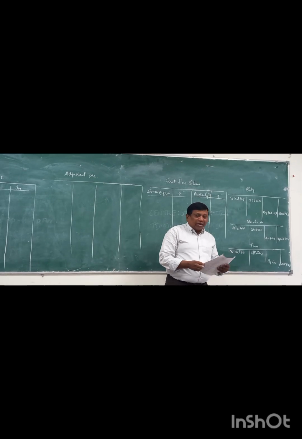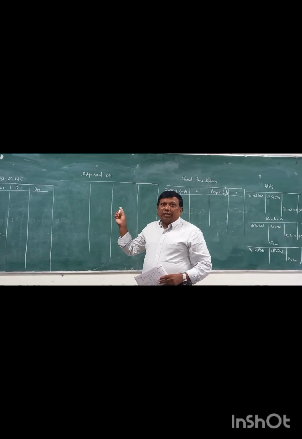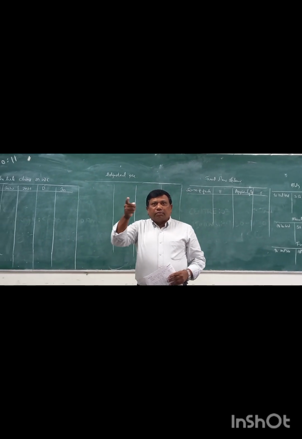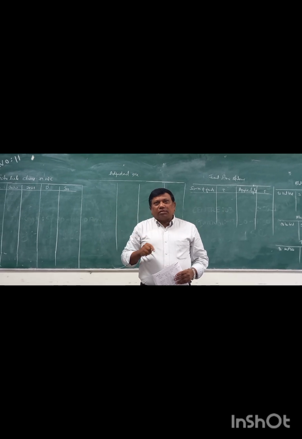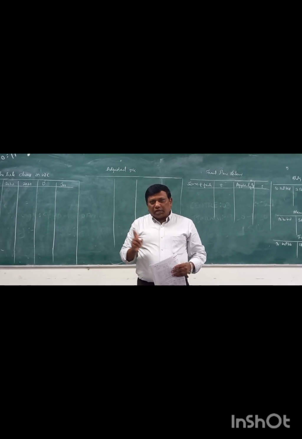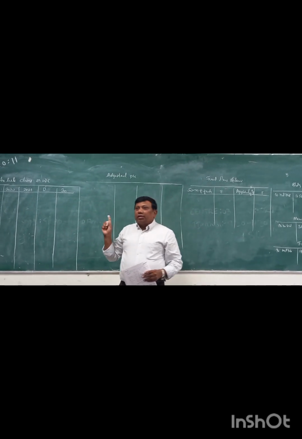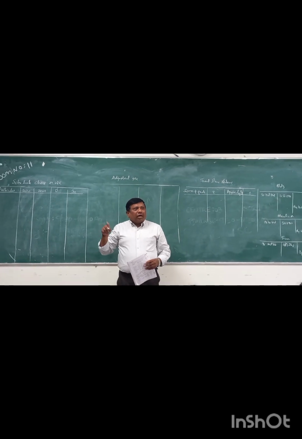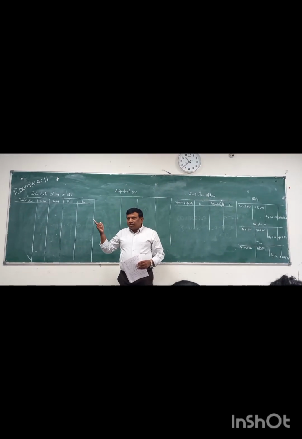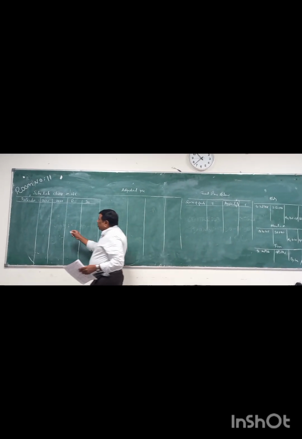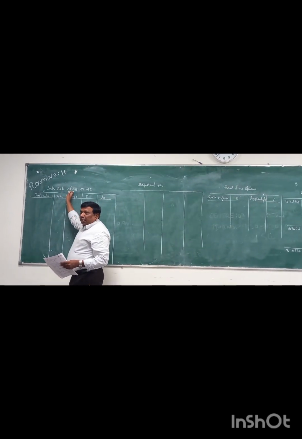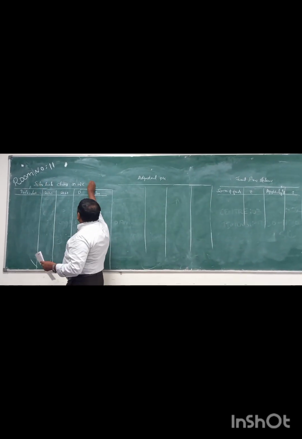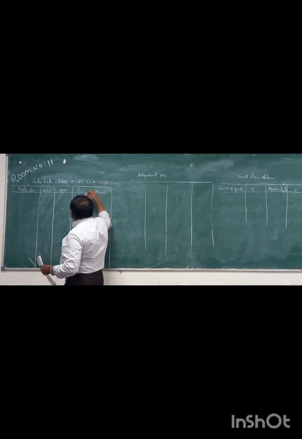So next, what? Stock, right? Stock is a current asset. Current assets are stock, debtors, cash, bank, and prepaid expenditure. So these are assets. We are writing the schedule of changes in working capital, which means current assets minus current liabilities.